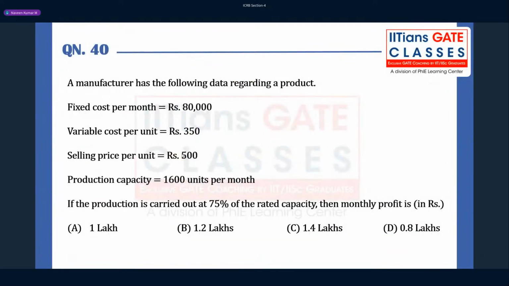So what is this? A manufacturer has the following data regarding the product. All are given. So here fixed cost FC is given. Variable cost VC is given. Selling price SP is given. Production capacity is given. Let's not write a small symbol for production capacity. Now what they're asking: if the production is carried out at 75% of rated capacity, then the monthly profit is. It's a very simple question. Answer is 1 lakh.